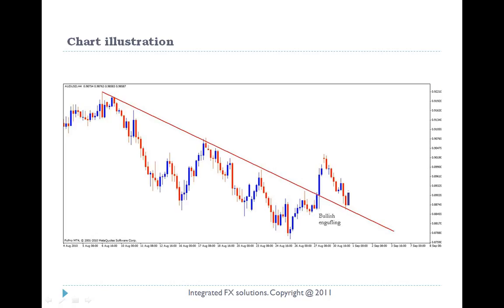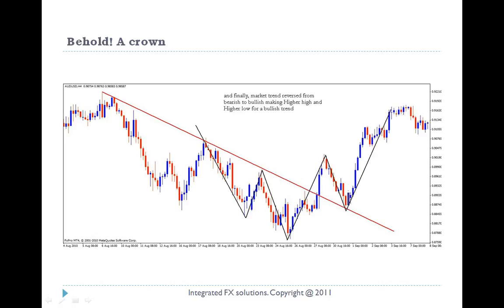So we can see the left tip and the right tip forming. At that point, a good trader will initiate a buy position with the hope that price will rally. Behold, a crown is formed. After that bullish engulfing candlestick reversal pattern is formed, price rallied and the trend was changed from bearish to bullish.